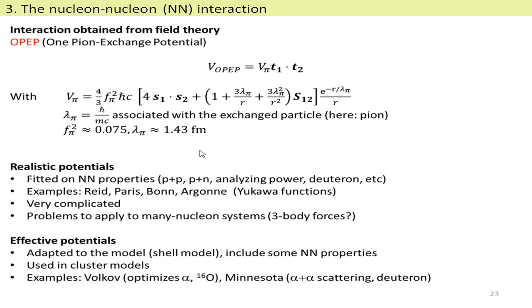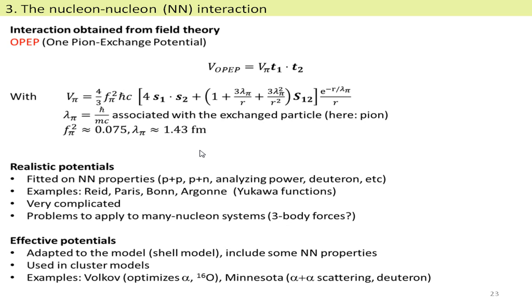OPEP means one pion exchange potential. And this is written as this expression here, with τ1·τ2. This is very similar to what I discussed before, because the scalar product τ1·τ2 is related to P tau, which I mentioned before. So this is more or less equivalent. And the potential V pi here contains the tensor operator, which is related to P sigma. And here you have the radial function, which is a Yukawa function, so it's exponential of minus r over some distance, divided by r.